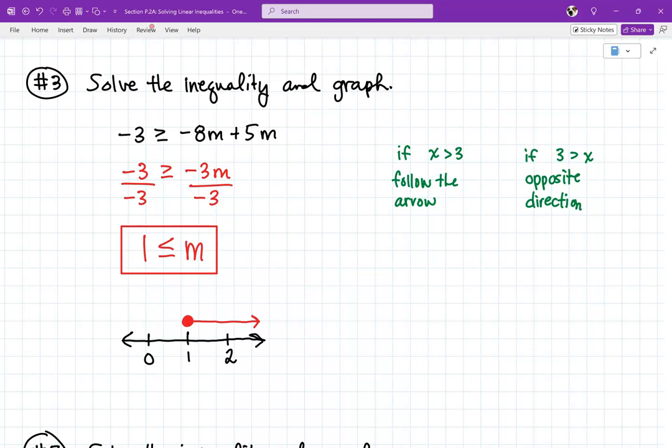If I would have drawn the arrow this way, that means 0 should make sense. Is it true that 1 is less than or equal to 0? No, that's false. So notice it's pointing the wrong way when the variable is on the right side. If it's on the left side, it's pointing the correct way. So be mindful of that.